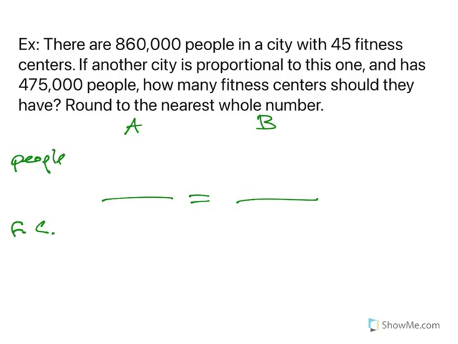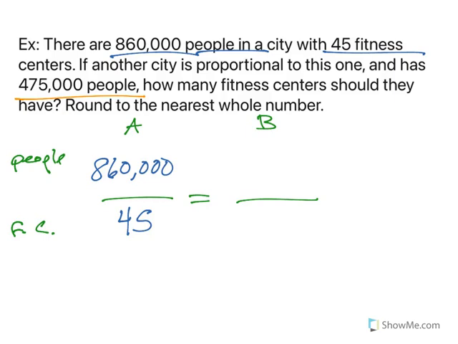So let's look at my first city. We have 860,000 people, and I have 45 fitness centers, right? So that's one city. The other city has 475,000 people. Well, people go in the numerator, so 475,000, and we don't know how many fitness centers. We'll call that the unknown F. Okay, so now we can cross multiply.